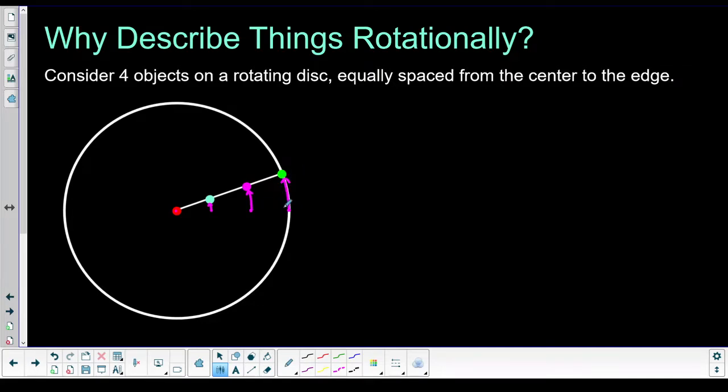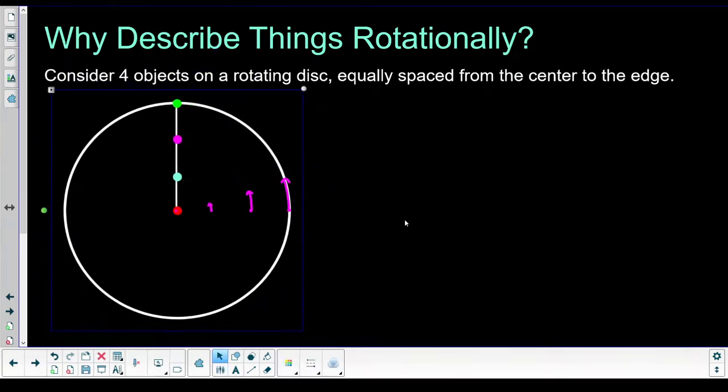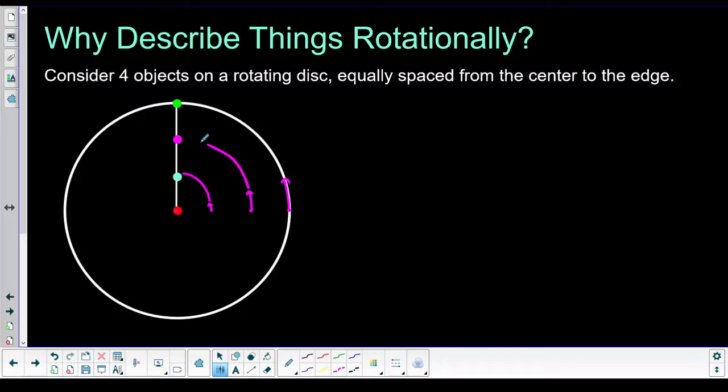Okay. If I spin it pretty far, let's spin it like 90 degrees, like that. Then we're going to go pretty far, right? We're going to do one of those, and do one of those. Okay.